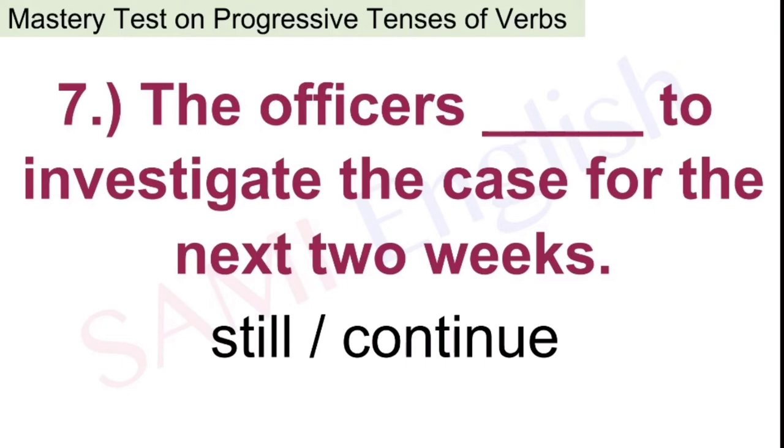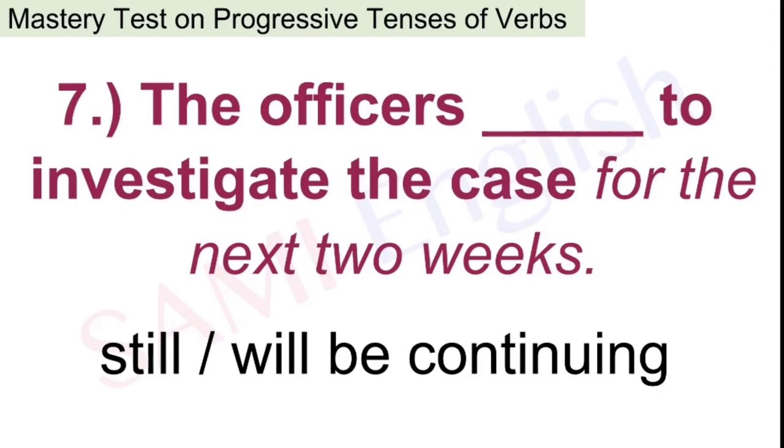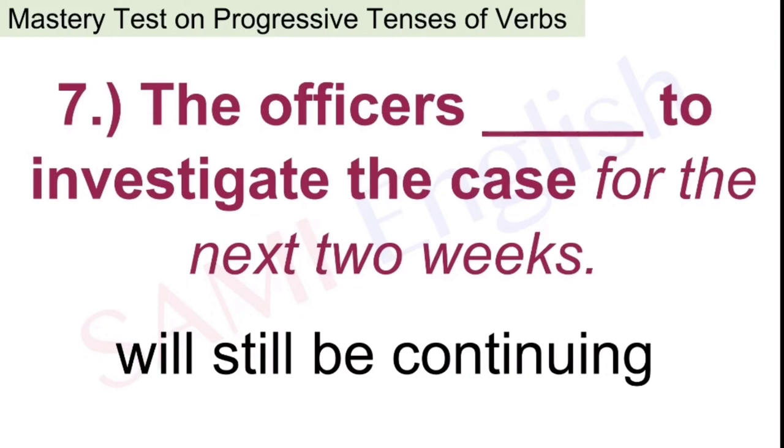Number 7. The officers blank to investigate the case for the next 2 weeks. So, should we use the present progressive tense of the verb? Because this is already happening. But, it will continue in the future. So, should we use the future progressive tense of the verb? We discussed this last time, right? Any ongoing action at the present time that will eventually continue in the future should take the future progressive tense of the verb. Okay? So, this should be will be continuing. Now, the word still should be put after the auxiliary verb will, okay? Will still be continuing. Number 7, the officers will still be continuing to investigate the case for the next 2 weeks.